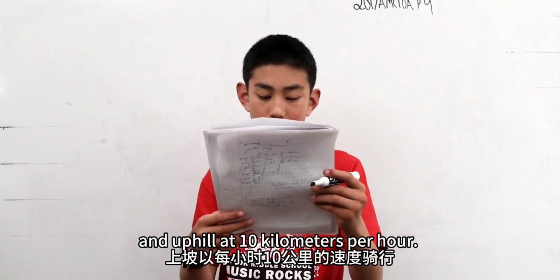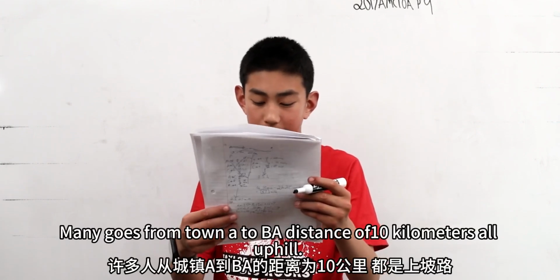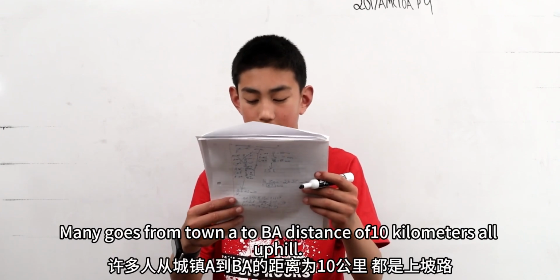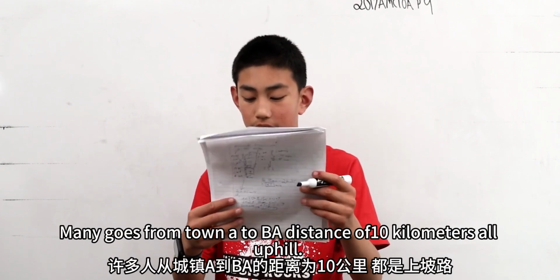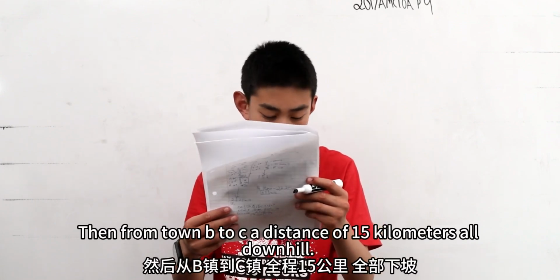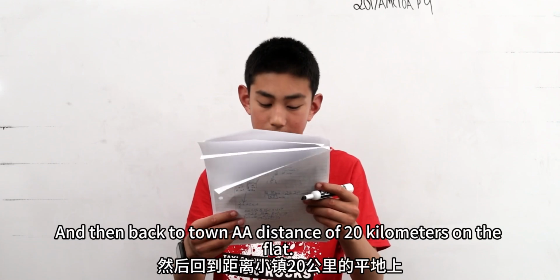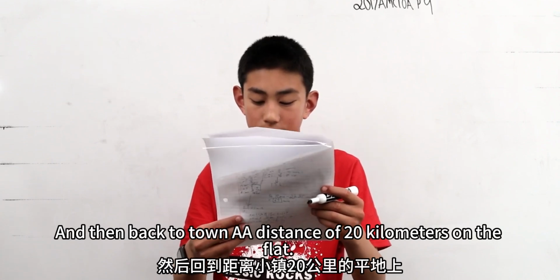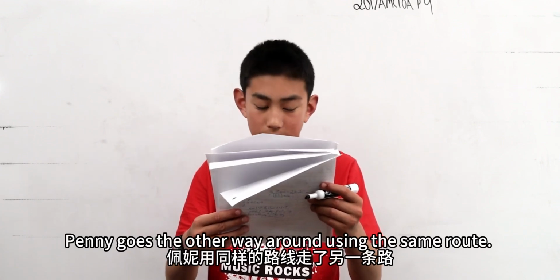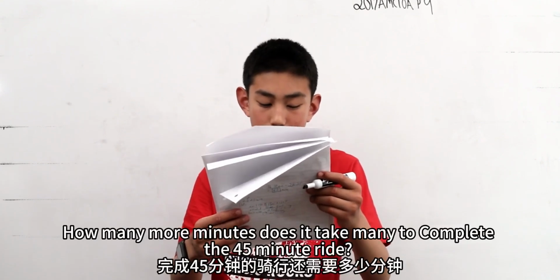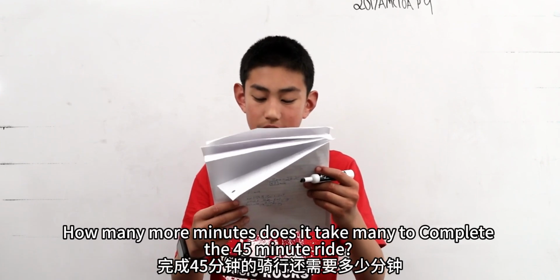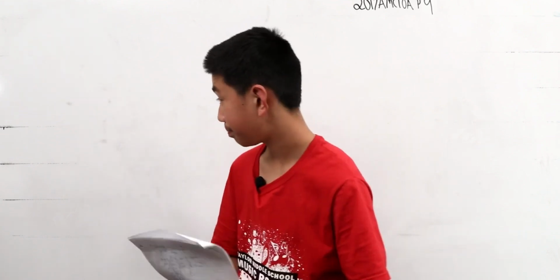10 kilometers per hour. Minnie goes from town A to B, a distance of 10 kilometers all uphill, then from town B to C, a distance of 15 kilometers all downhill, and then back to town A, a distance of 20 kilometers on the flat. Penny goes the other way around, using the same route. How many more minutes does it take Minnie to complete the 45-minute ride than it takes Penny?